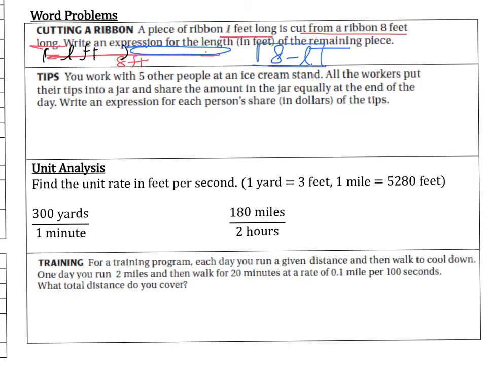Tips. You work with 5 other people at an ice cream stand. So you and 5 other people, that makes 6 people. All the workers put their tips into a jar and share the amount in the jar equally at the end of the day. Write an expression for each person's share in dollars of the tips. So you can say let A equal the total amount in the jar. So then since there are 6 people in all, just do A divided by 6.